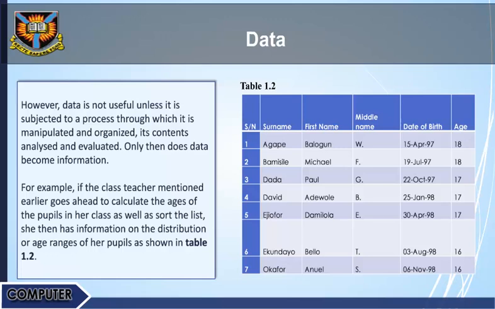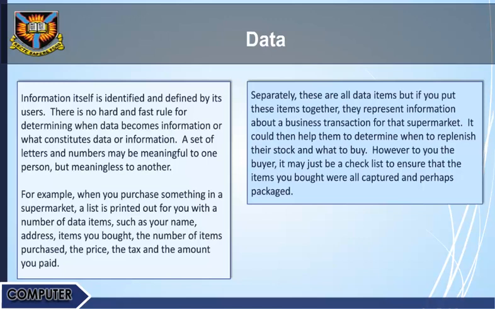For example, if the class teacher mentioned earlier goes ahead to calculate the ages of the pupils in her class as well as sort the list, she then has information on the distribution or age ranges of her pupils as shown in Table 1.2. Information itself is identified and defined by its users. There is no hard and fast rule for determining when data becomes information or what constitutes data or information. A set of letters and numbers may be meaningful to one person but meaningless to another.